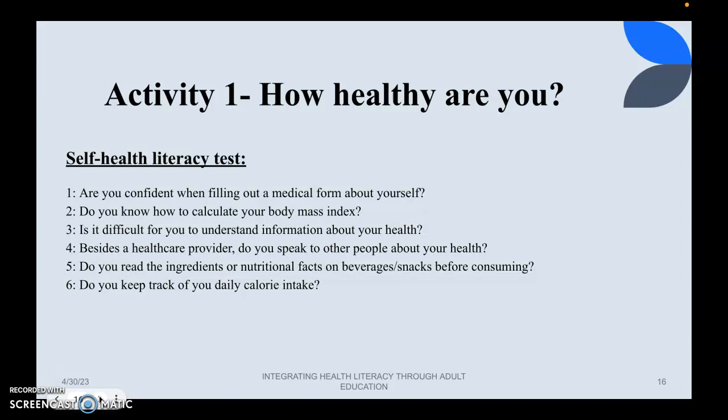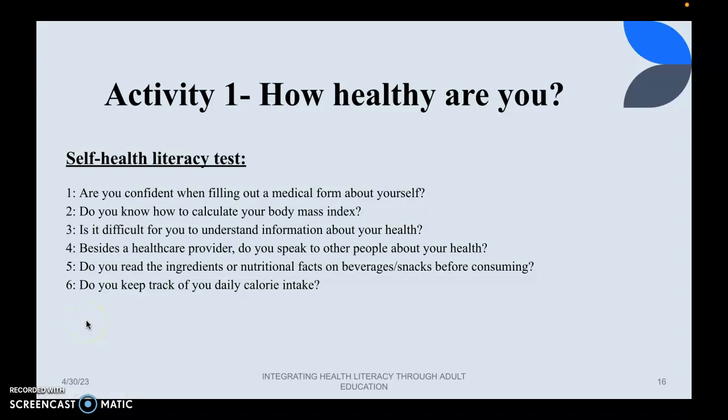Activity 1, how healthy are you? In this activity, the individuals will have to answer a series of 6 questions. During these 6 questions, it will be vital for the individuals to pay attention to how they answer and how their partners answer. Research says that the key to teaching health literacy is to make it fun and engaging.